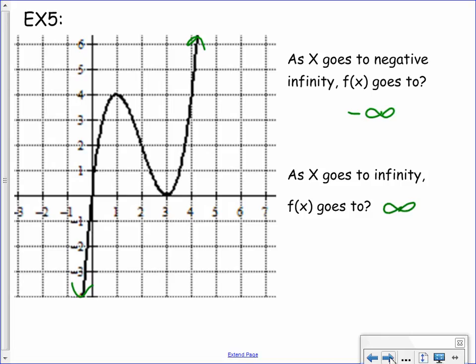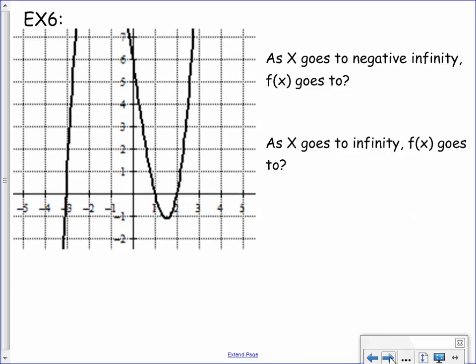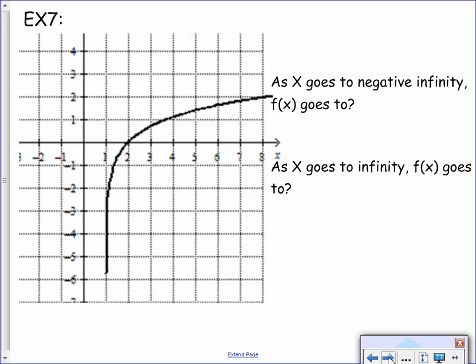That's why I stuck this in with domain and range. Domain and range is really long, but it's super short. For number six, on the left, negative. And on the right, positive. Okay. Done.